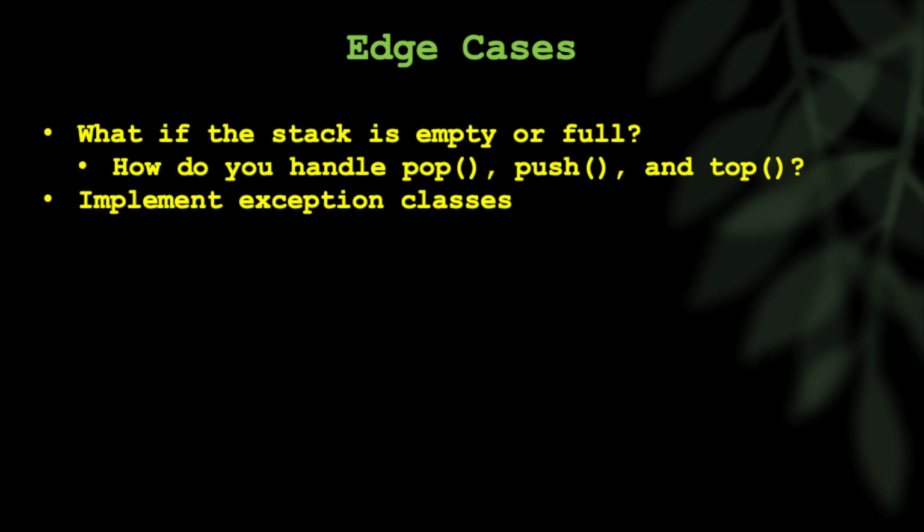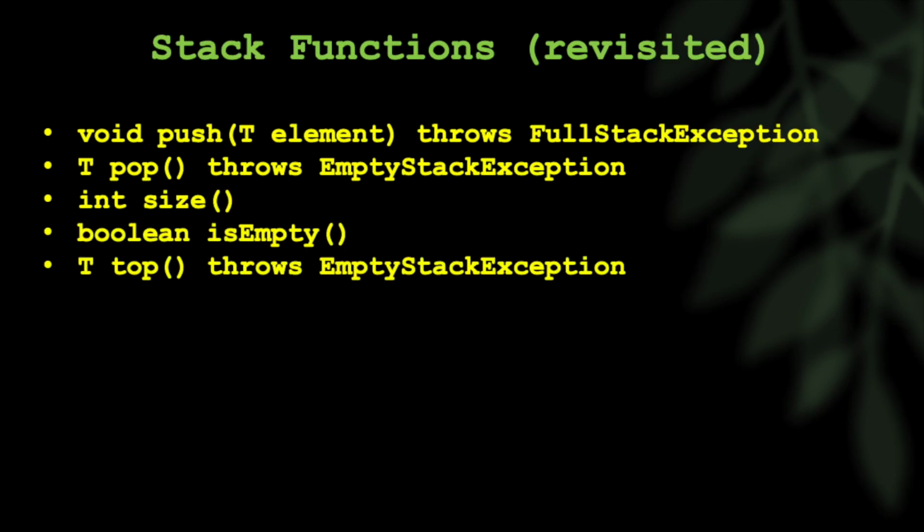One of them was creating exception classes. We did the empty stack exception and the full stack exception as extensions of the runtime exception, and we showed how that works. And we allowed certain functions to throw those exceptions. For example, trying to push onto a full stack, a stack that has a top capacity, can yield a full stack exception. Or trying to pop or find the top of a stack that's empty will yield an empty stack exception. Both things we were able to use in this application.